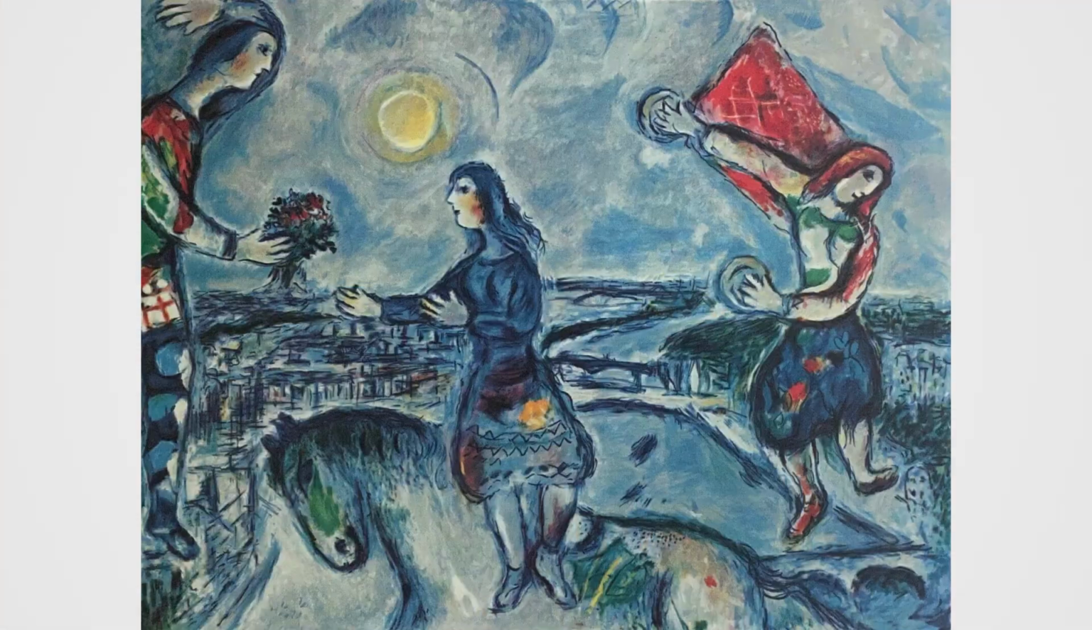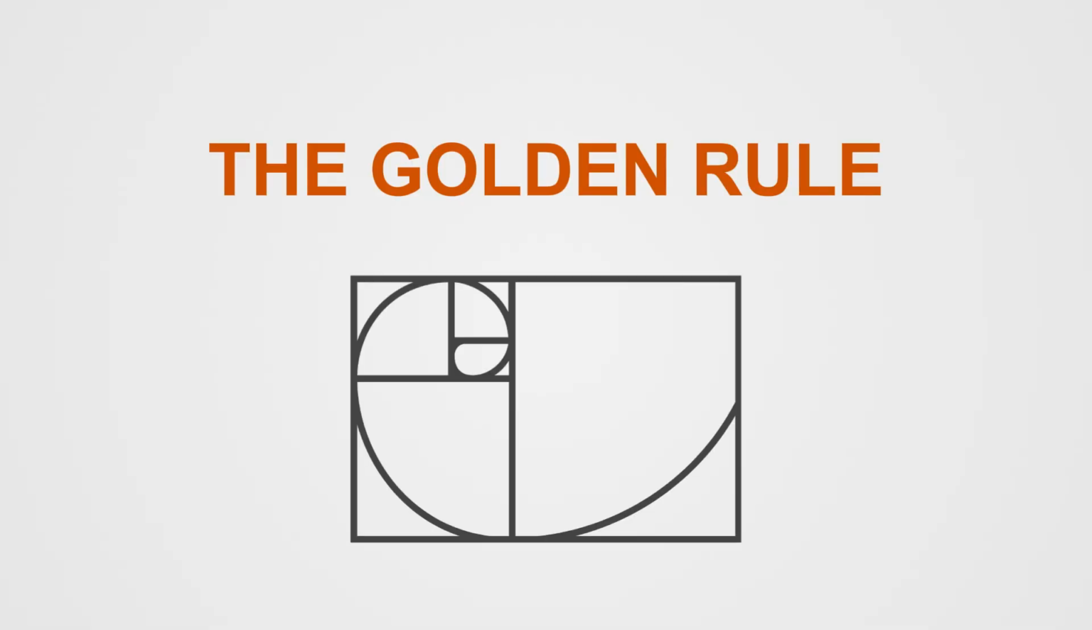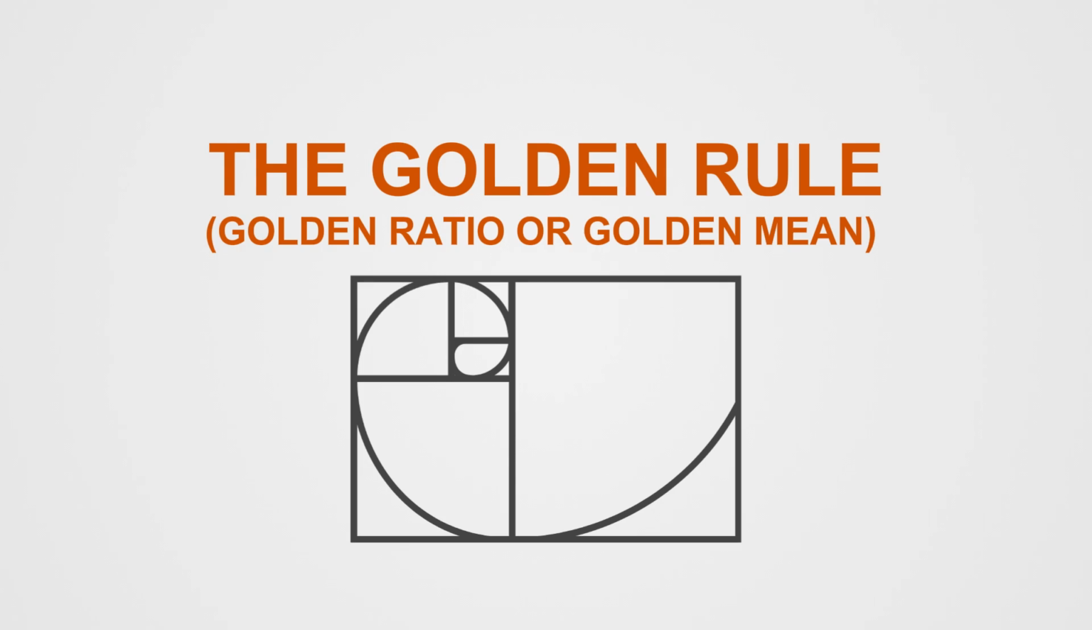Now let's look at Chagall's Lovers over Paris. The three figures keep your eye dancing across the canvas as you try to make sense of their relationships. With just two figures, the eye would rest much faster after pairing them up, and the composition would lack that same visual rhythm. And finally, the golden rule, also known as the golden ratio or the golden mean.